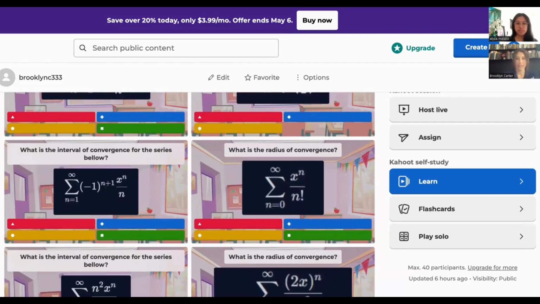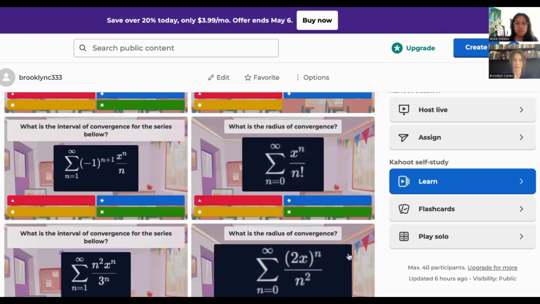Okay, for the next question type, it is what is the interval of convergence for these series? There are two questions for this type, and you are given 4 minutes to answer them. And then the next question is, what is the radius of convergence? Just like the interval of convergence, there are two questions for this, you are given 4 options to choose from, and you're also given 4 minutes.